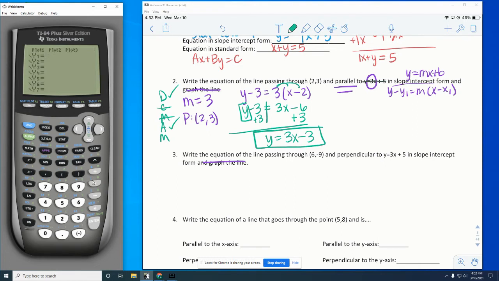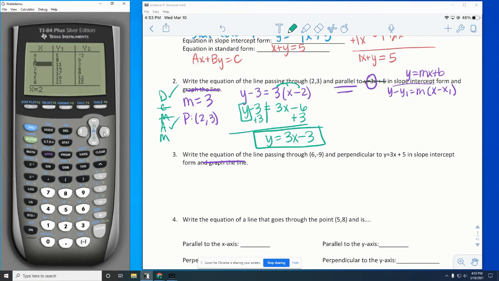If I wanted to check this, my original line was 3x plus 5. My new line is 3x minus 3. If I go to the graph, I can see that these lines are parallel. Remember, the second line is the one that I use, so if I go to the table, for the second equation, the point (2, 3) is on my new equation. So that is one way that you can check your work there.